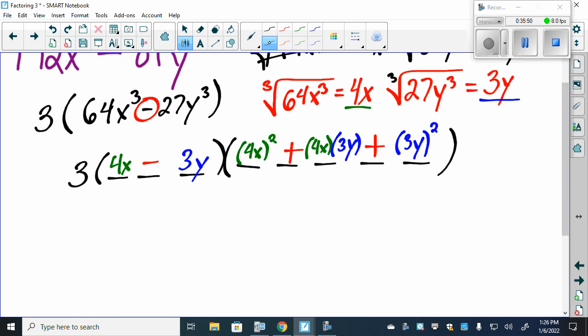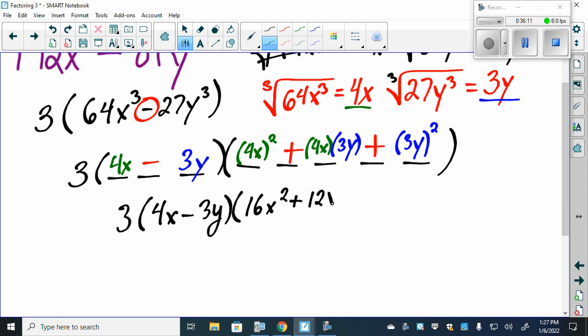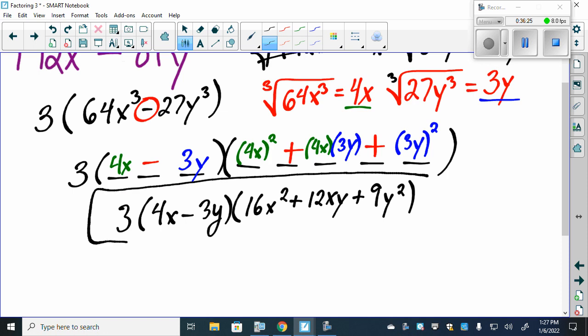And lastly, when we finish this up, we're going to have 3 times 4x minus 3y times, well, 4x squared. 4 squared is 16. And well, x squared is just x squared plus 12. 4x times 3y, 4 times 3 would give us 12, and we would have xy plus 3y squared. Well, 3 squared is 9, and y squared is y squared. And that there would be the answer.